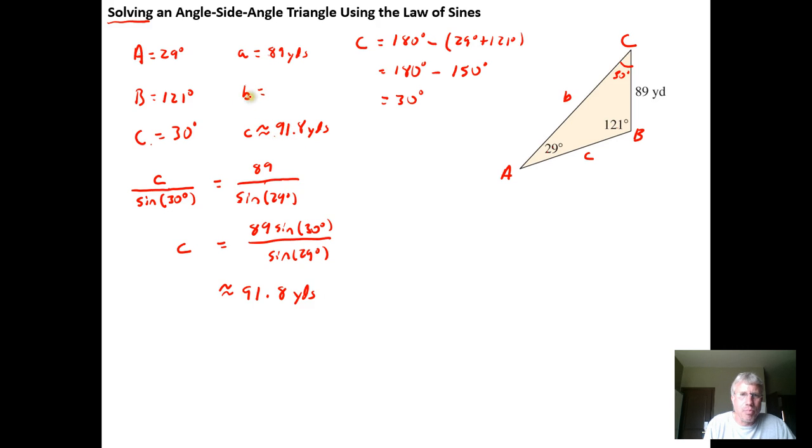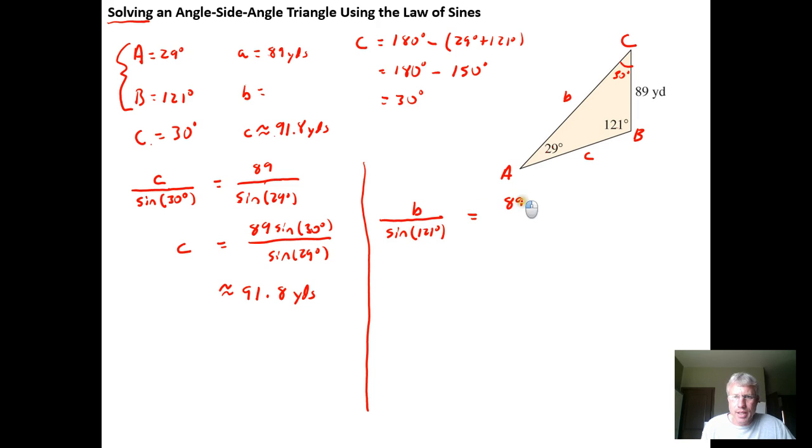So to get side length B, I'm going to use this angle and this measurement, which I have in an exact form, and I'm going to use these pieces of information here to solve for B. I'm not going to use angle C and side length C because I've approximated this number. So I'm going to step over here and I'm going to say, now I want to know B. So it's going to be side length B over the sine of angle B, which is 121 degrees. It's going to equal side length of A divided by the sine of A, which is 29 degrees.